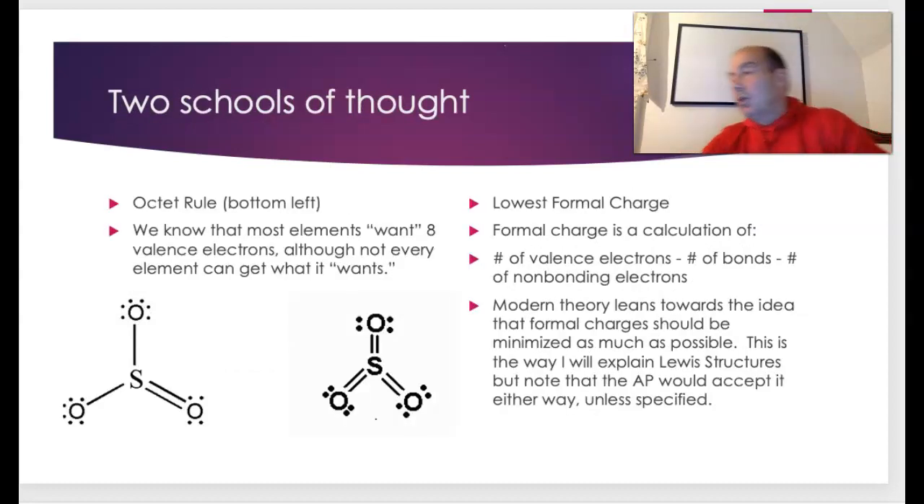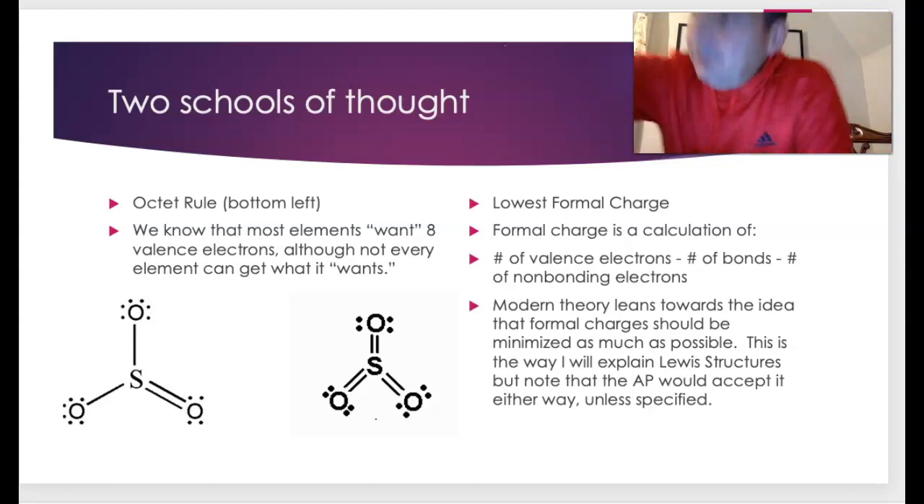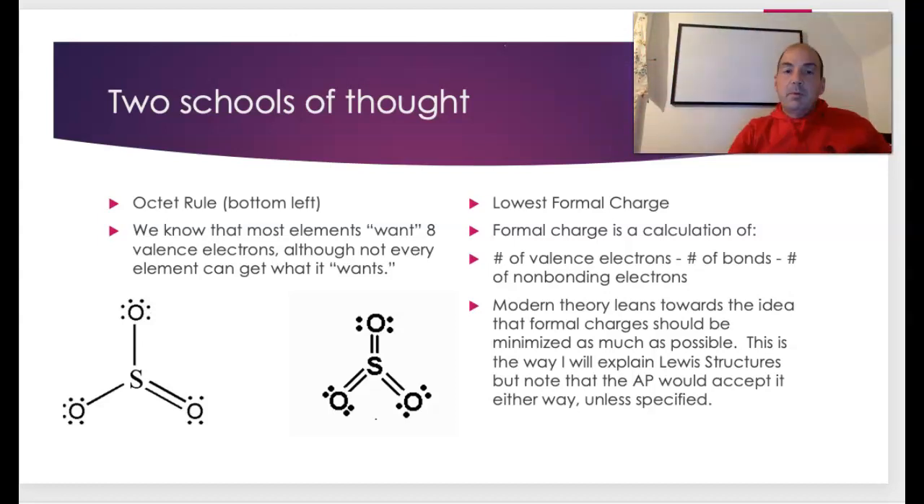You should know there are two main schools of thought to this. Some people believe you should just follow the octet rule. Some people believe that you have to go by something called formal charge. We've talked about the octet rule already: the desire, if I may, of atoms to try and get to 8 valence electrons, being the most important number there.